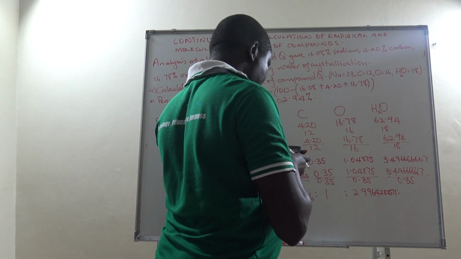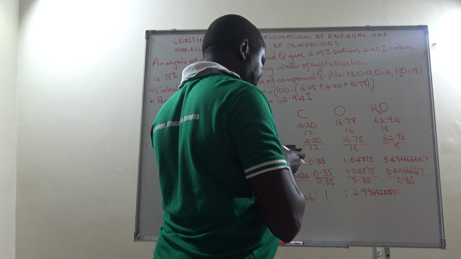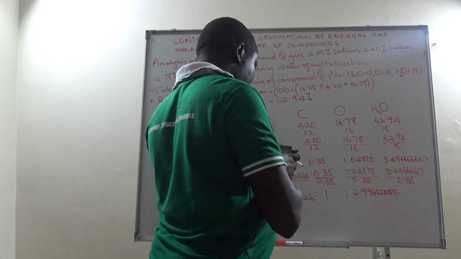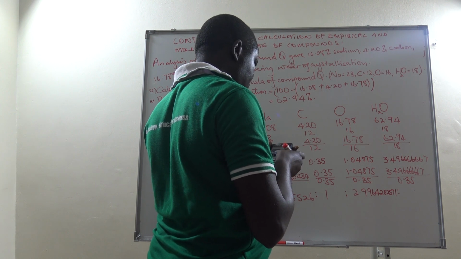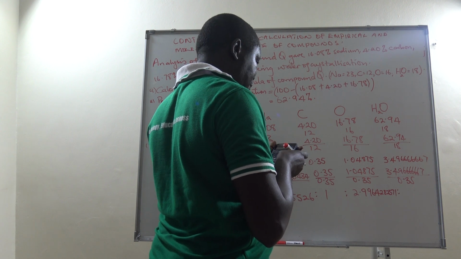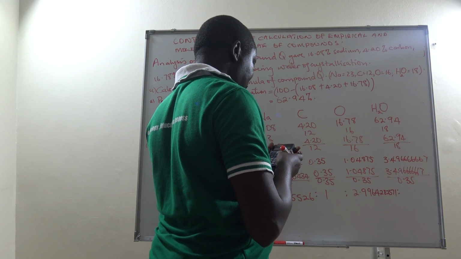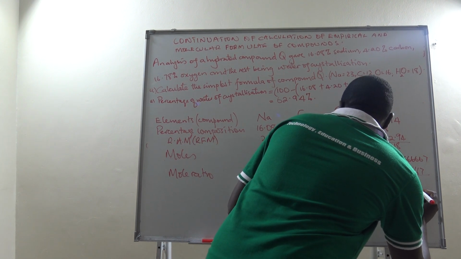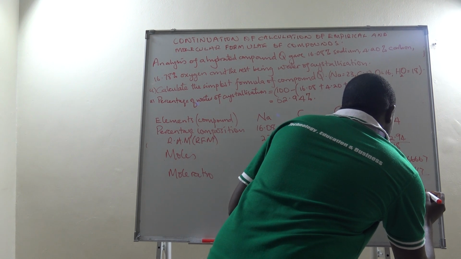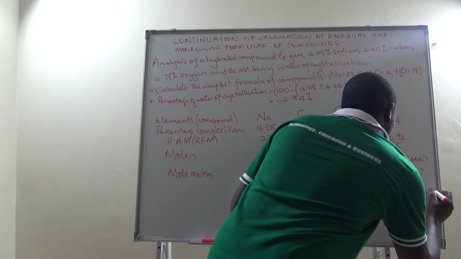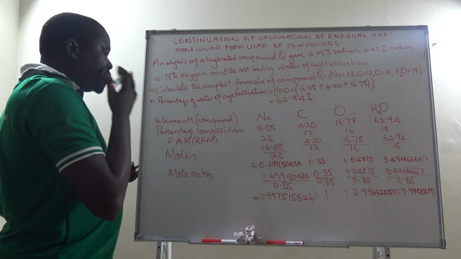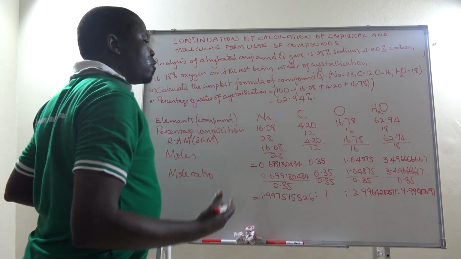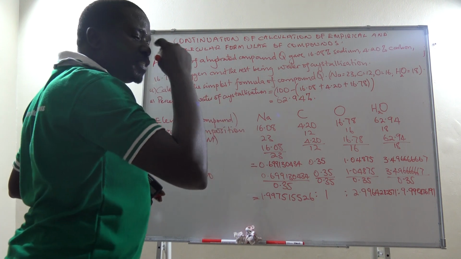The last one is 3.49666667. We divide by 0.35, and this one has given us 9.904769191. So at this point, since we have got the mole ratio already here, but they are decimal numbers, now try to round off to one decimal place and see what you get.